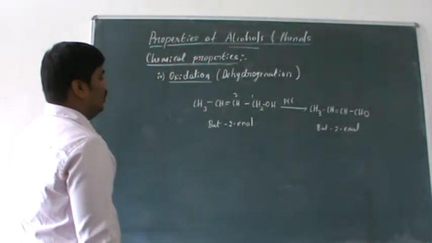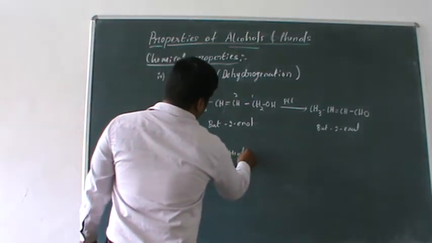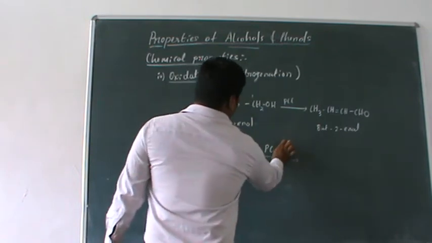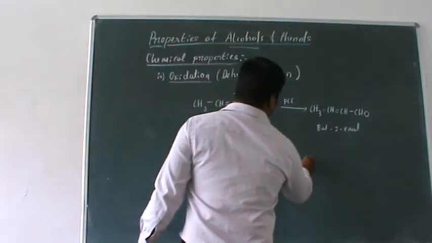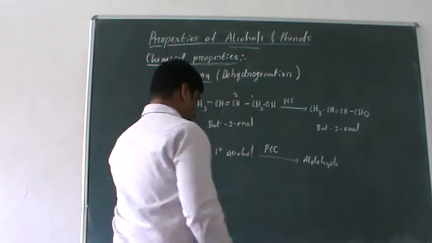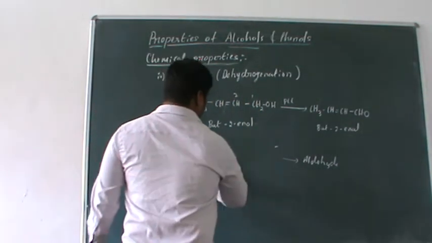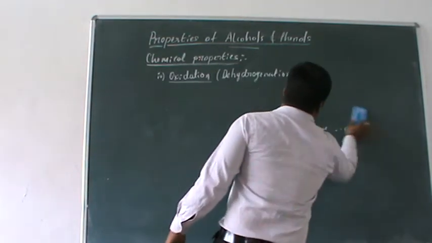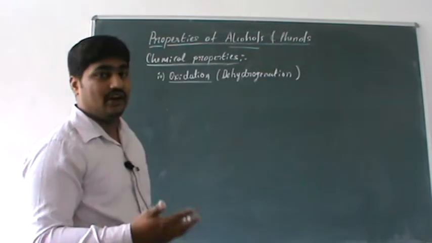But-2-enol, or any primary alcohol. Please remember that any primary alcohol subjected to oxidation with the help of the oxidizing agent PCC produces the corresponding aldehyde. The next oxidizing agent is PCC, using a different degree of alcohol.